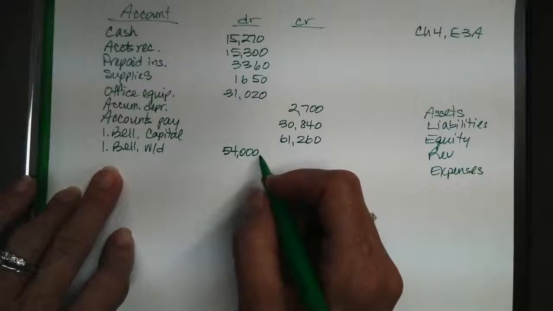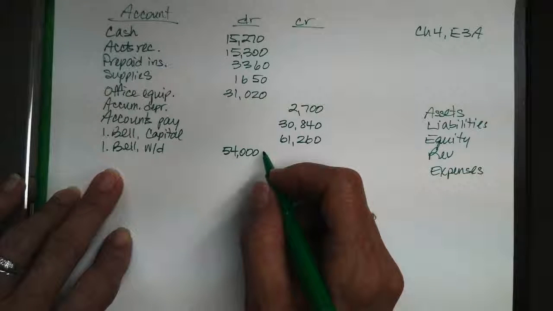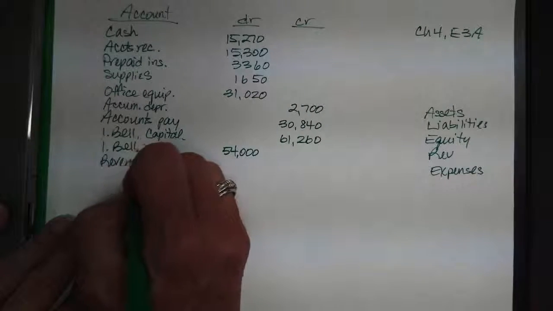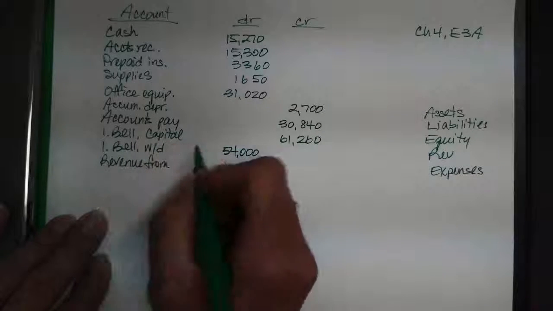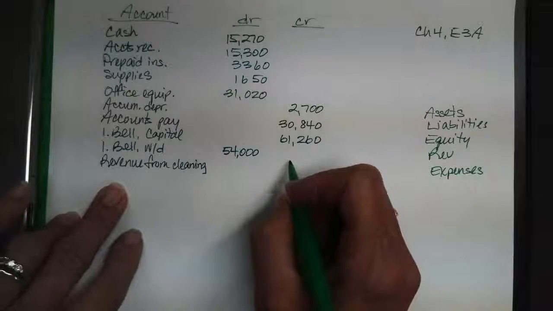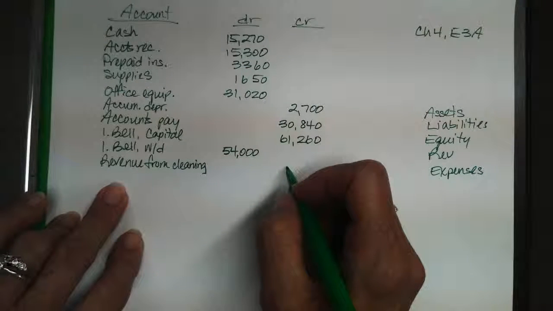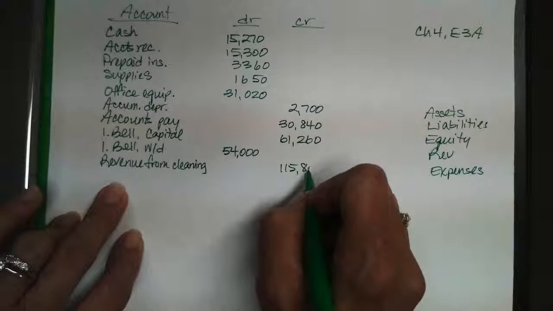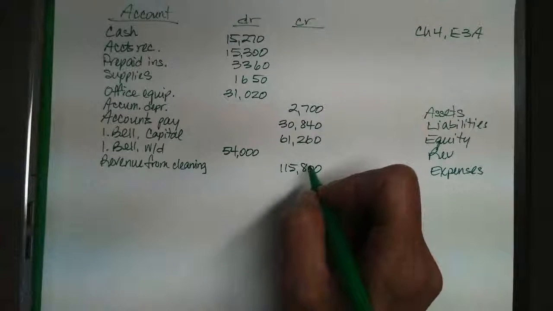These are both equity accounts, even though only capital will show on the financial statements because we'll close the withdrawals out to it. Okay, the next thing I want is revenue, and I am scanning. I see revenue from cleaning. Revenue from cleaning, $115,800. Is that the only revenue account we have? You have to double check. Some companies have more than one line of business.